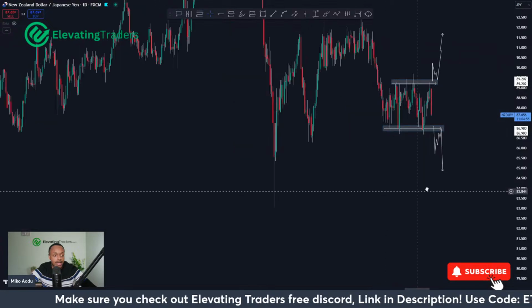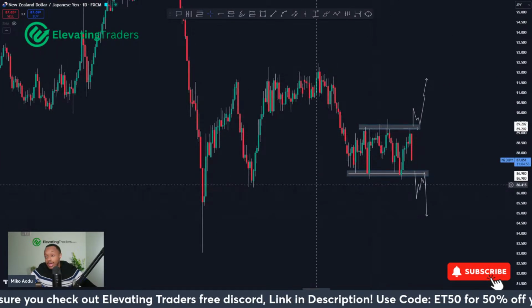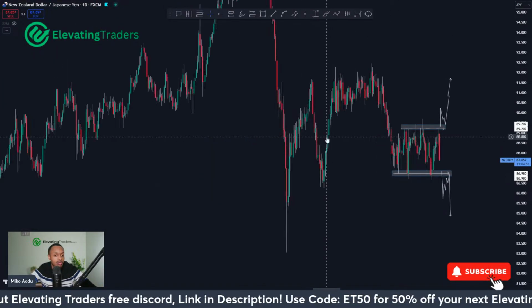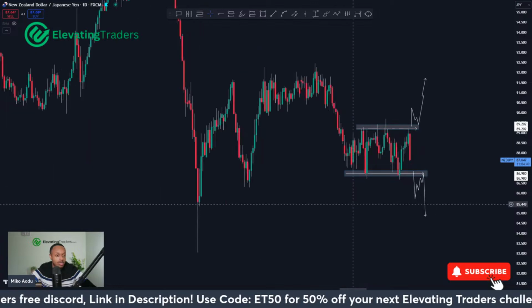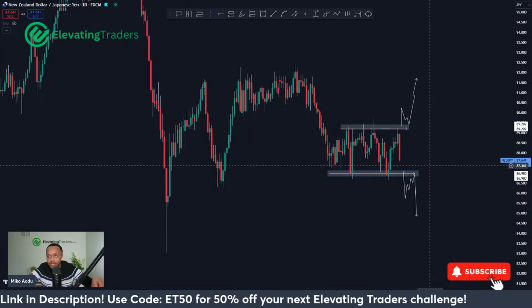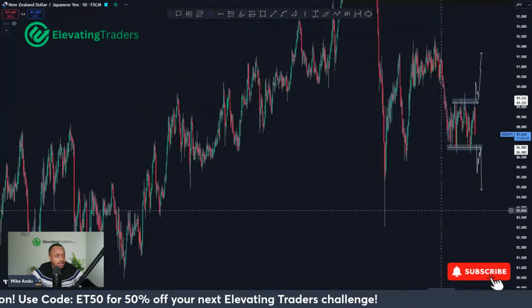You can see the price action is very similar as well. So until we get a decent breakout, I'm not going to do too much. And then after we get the breakout, I'll start mapping out some highs and targets as well.